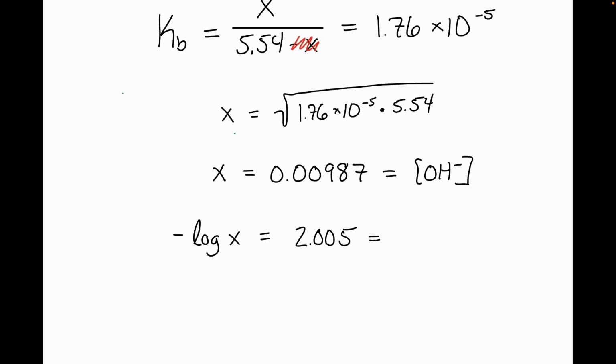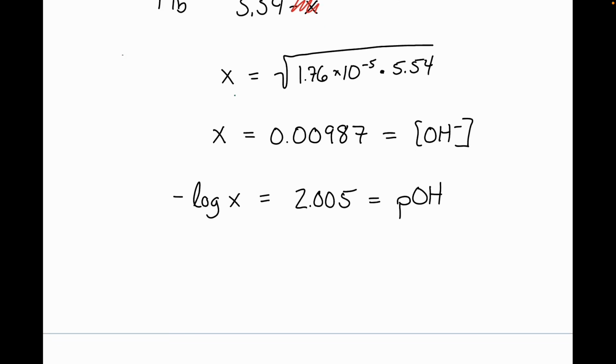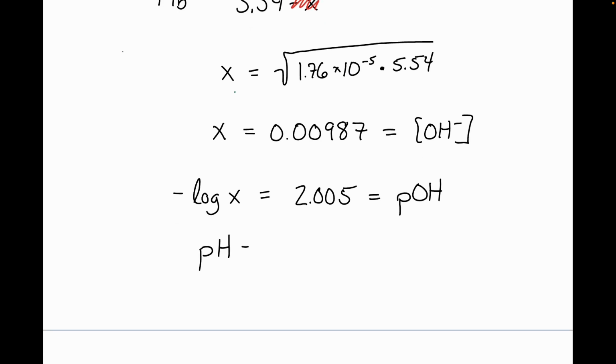All right, so I'm done? No, because this isn't the pH, but the pOH, which checks out because this is a basic solution. So I should have a high number for my pH. So to get the pH, I have to do one more step. I have to use the fact that pH plus pOH equals that magic number 14. So I take 14 and subtract my pOH, and I get 11.995.